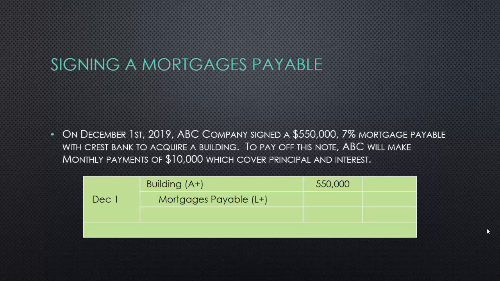We have a credit, and a credit is to the liability we're creating. Well, we're taking out a mortgage to acquire this building, so let's credit mortgages payable for $550,000. We signed a 7% mortgage with Crest.